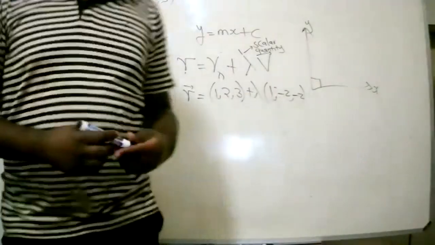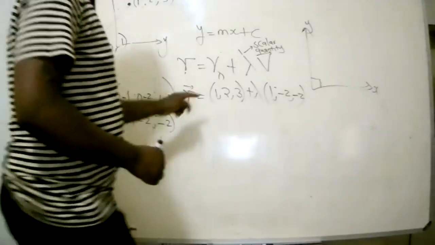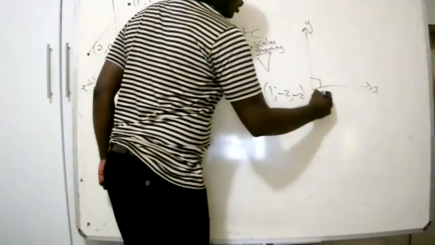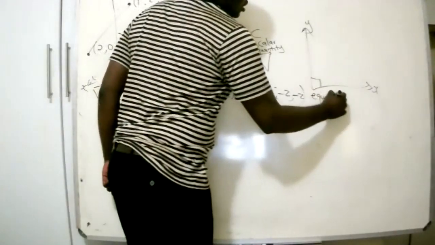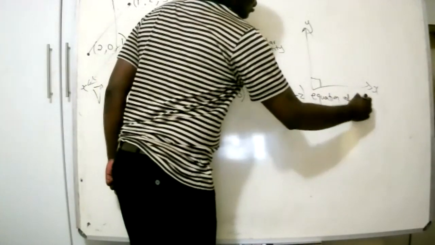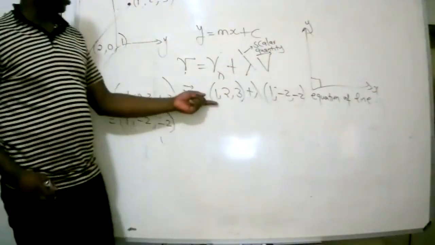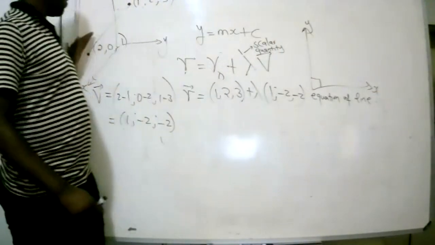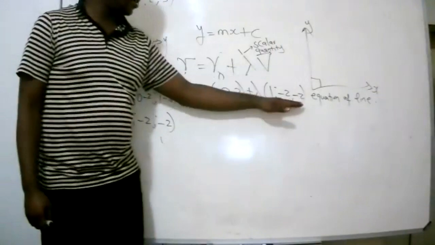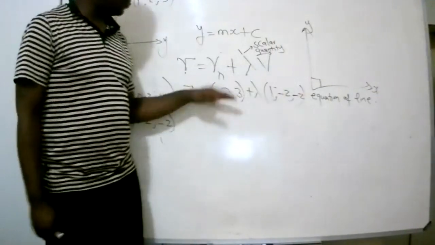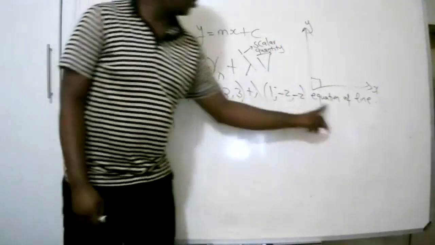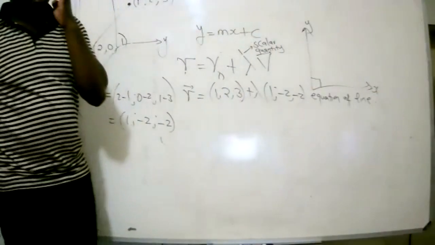So then from there we have what is called the equation of a line. So this is the equation of a line. It's a matter of just substituting the one point on this line and the vector v. Once you substitute this into this formula, you will have what is called the equation of a line.